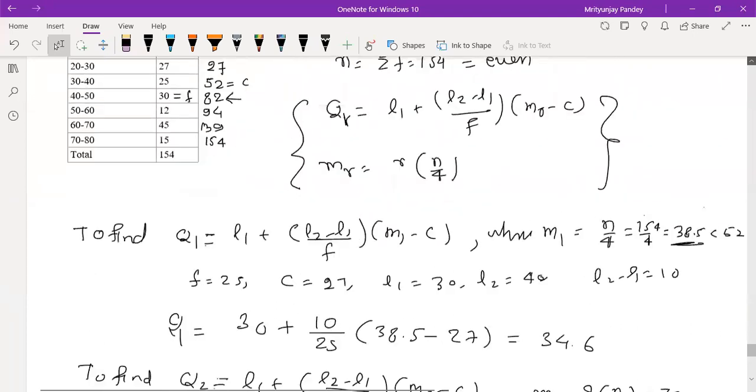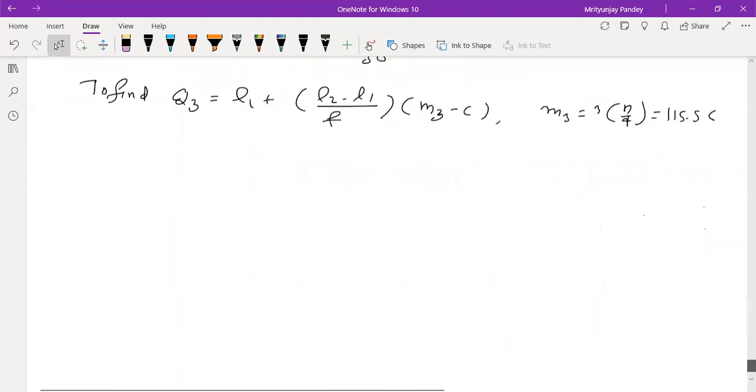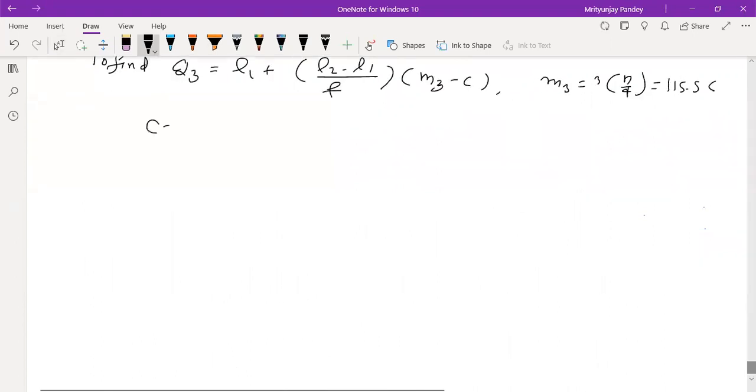It's just less than 139. So the corresponding F is 45. C is 94 and F is 45.